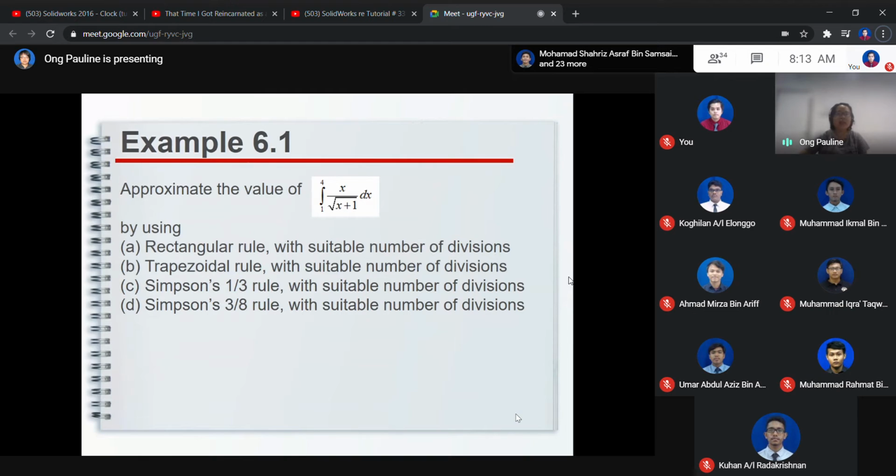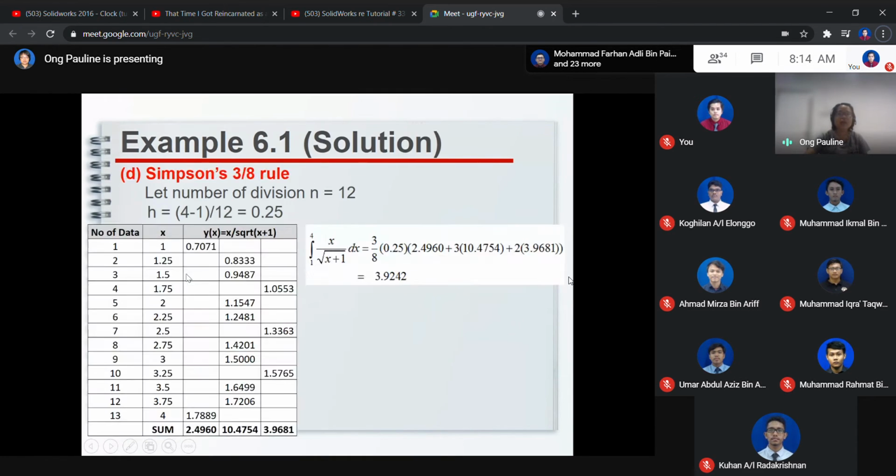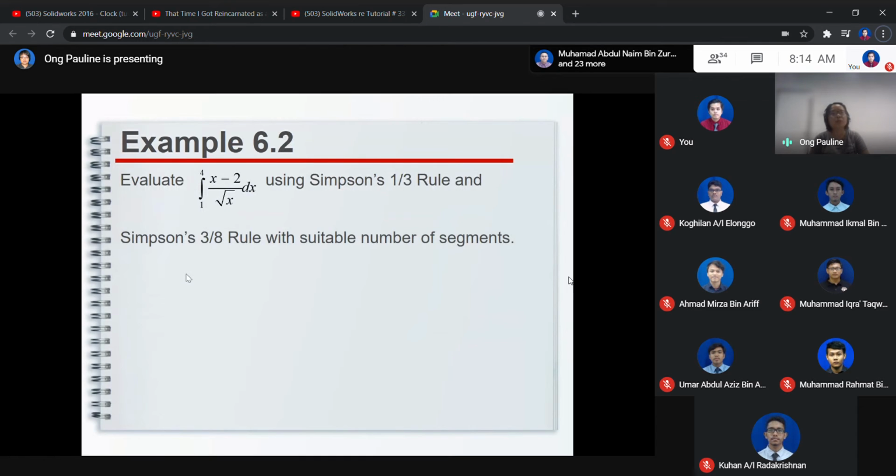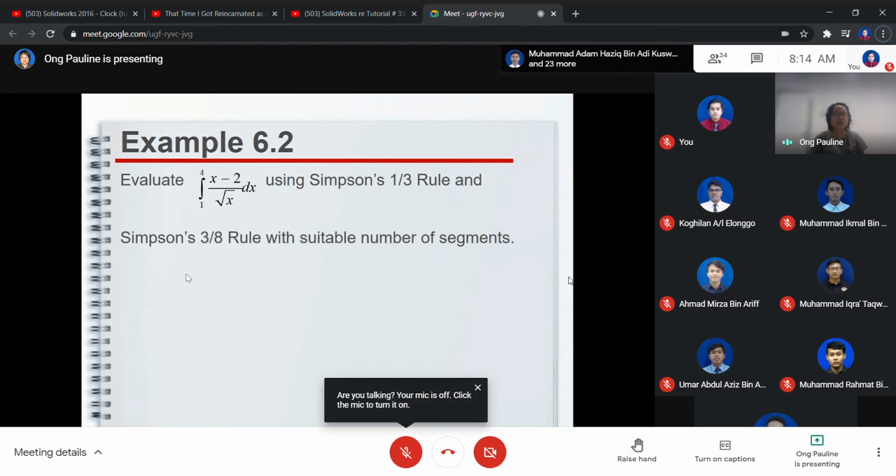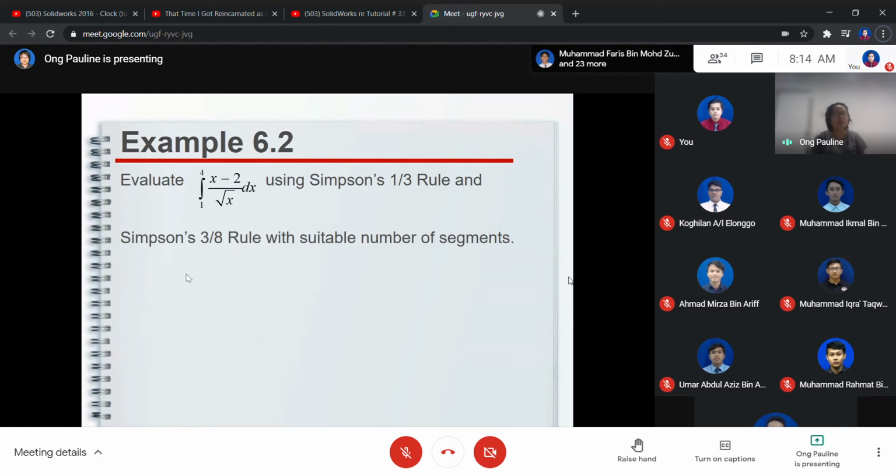Dan kita telah lihat example ini di mana kita solvekan example ini dengan menggunakan rectangular rule and trapezoidal rule. So hari ini biar kita teruskan contoh untuk Simpson's 1/3 rule and Simpson's 3/8 rule. So this is the integration that we would like to solve. We would like to evaluate the integration of x minus 2 over square root of x from 1 to 4, by using two methods. The first one is the Simpson's 1/3 and the second one is the Simpson's 3/8.